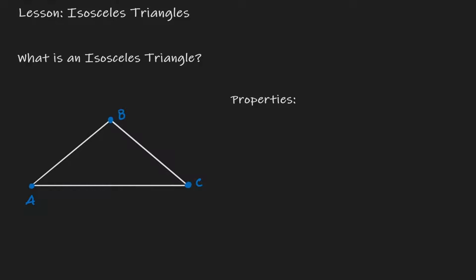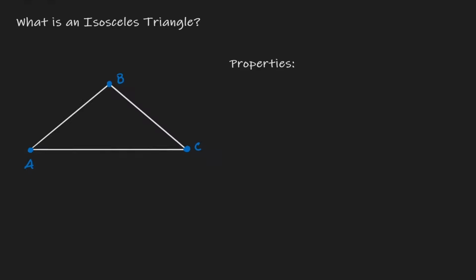Welcome. On this lesson, we're going to be discussing isosceles triangles. So, what is an isosceles triangle? Given any triangle, there is one property that needs to be present in order for us to label this as an isosceles triangle. And that is that we need to have two congruent sides.